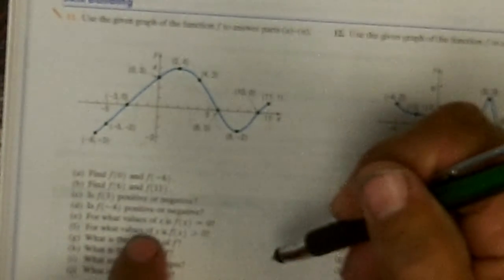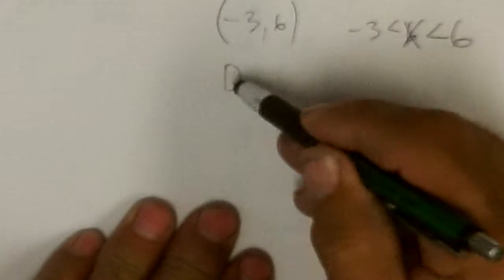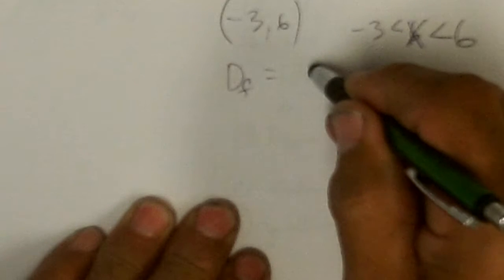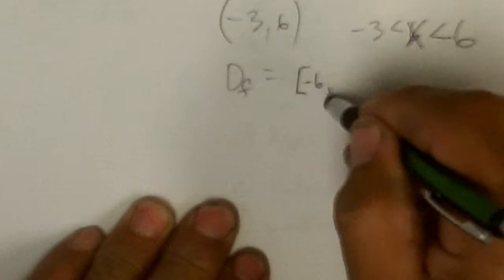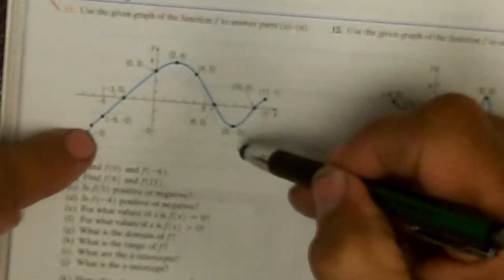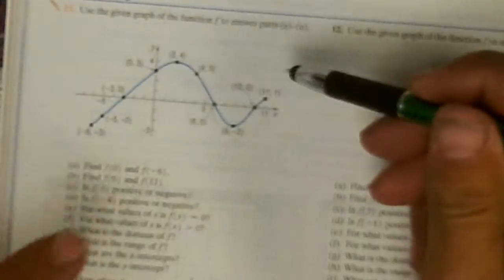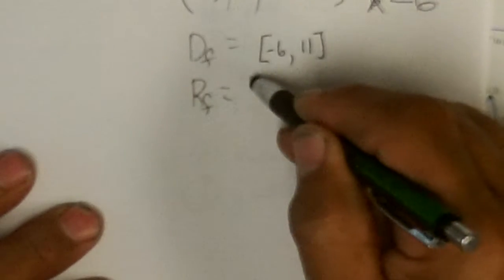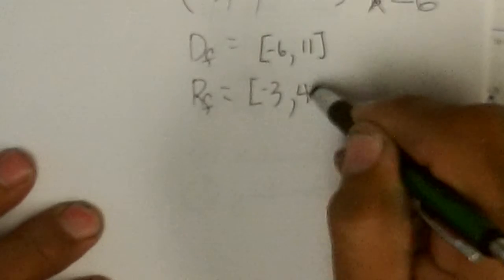And then, let's see here. What is the domain of f? Well, it's described from -6 to 11. So the domain of f is the interval from -6 to 11, and it includes those endpoints. What is the range? Range is the y's. The lowest y is -3, the highest y is 4. So I'd say the range of f is from -3 up to 4.